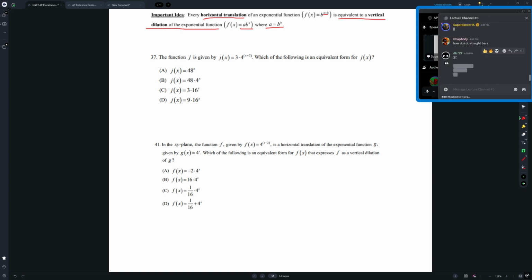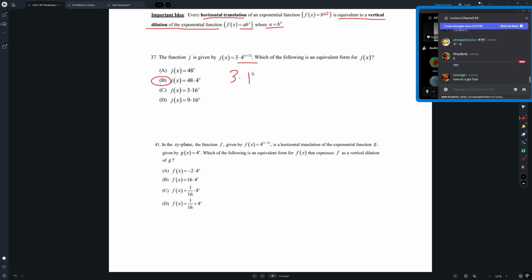37 is B. Any questions on 37? How do you get that? Alright, so 3 times 4 to the x plus 2, and if we take this idea that we've shown up here, it would be 4 to the x times 4 to the 2 times 3, and this would be 16 times 4 to the x times 3, 48 times 4 to the x, multiplying like terms.